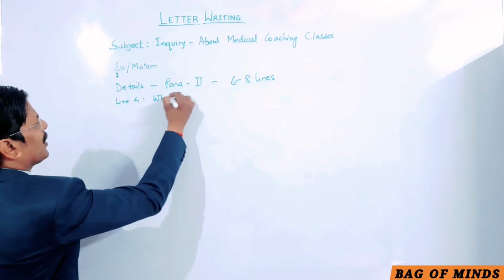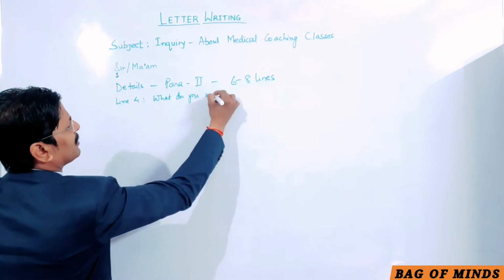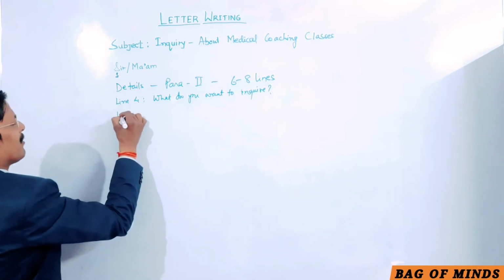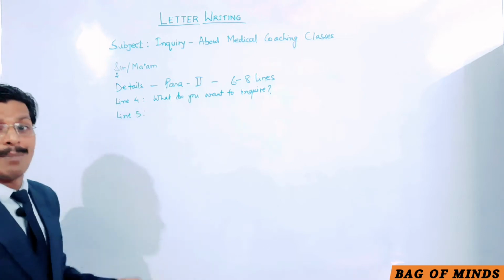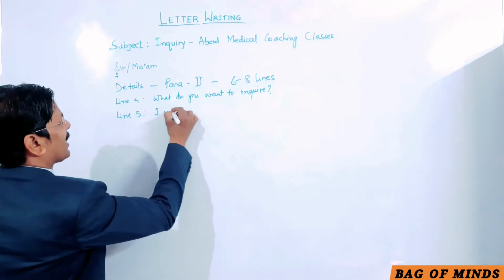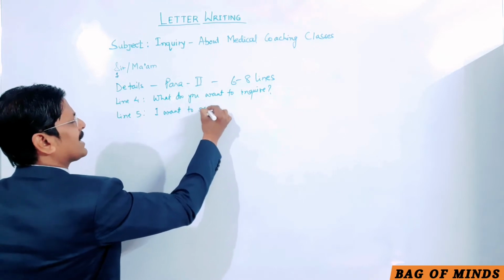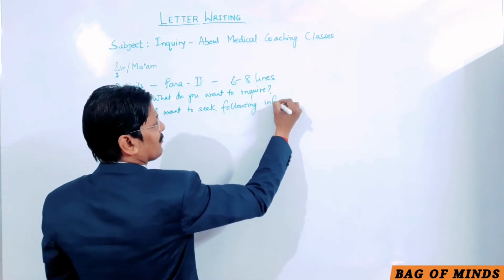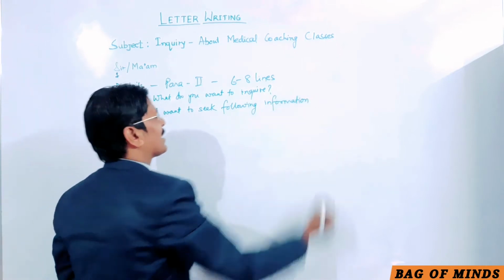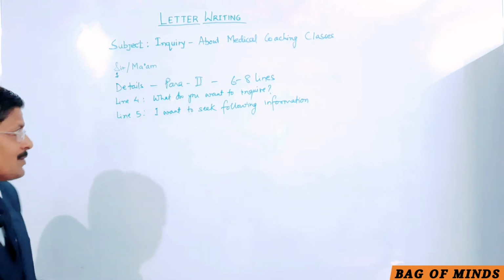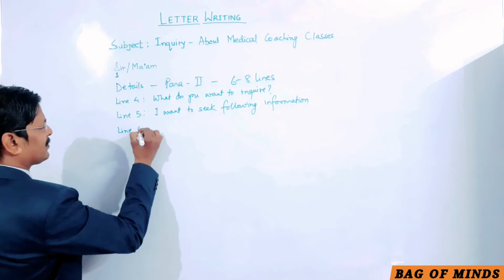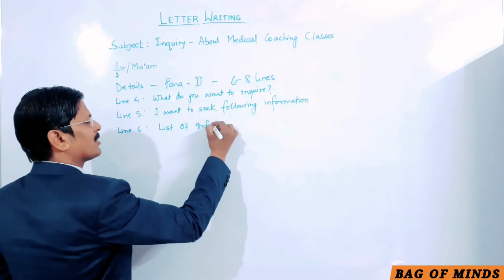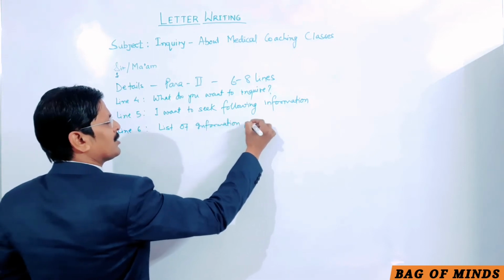Here, what do you want to inquire? Line number 5, you have to mention about the information. So you simply write, I want to seek following information. Or if you have some questions or queries, you can write, I would like to ask following questions. Then line number 6, list of information you seek.